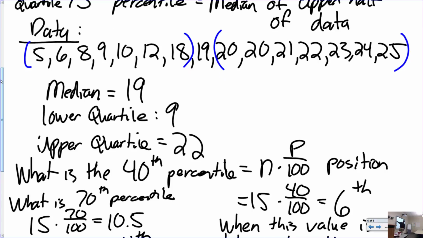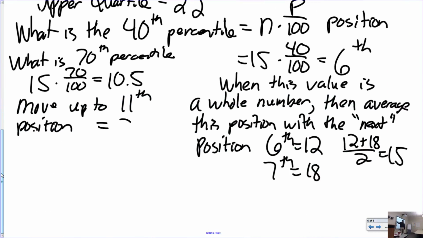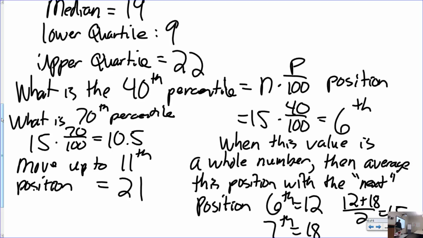So what's the 11th number? 15, 14, 13. 13, 12, 11. What did I say that was? 21? So the 70th percentile would be a value of 21 for this set of data, all right? And that's how you work with percentiles.